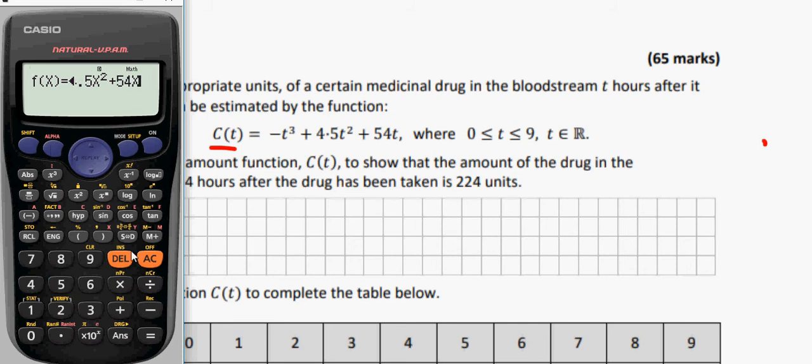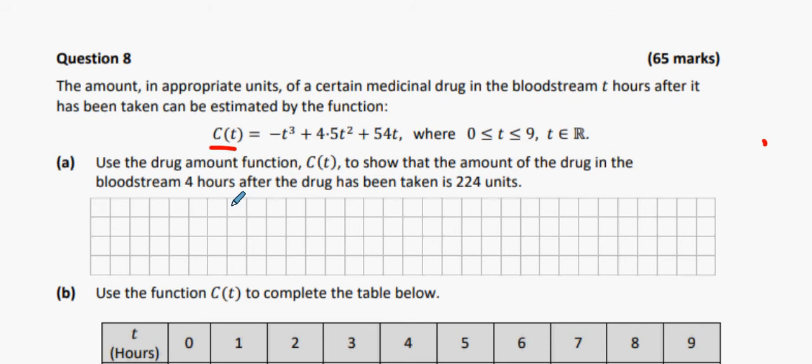And this is going to tell me everything I need to know about the question. 0 to 9, yeah? Look at this. 0 hours in your system, there's no drugs in your system because they're not there yet. After 1 hour, 57.5. After 4 hours, 224. They want us to show that after 4 hours, there's 224 units.